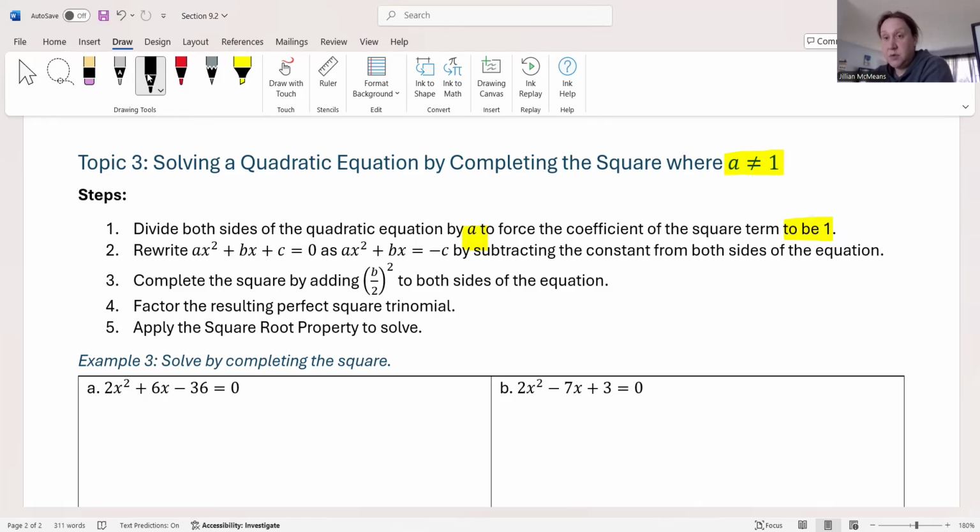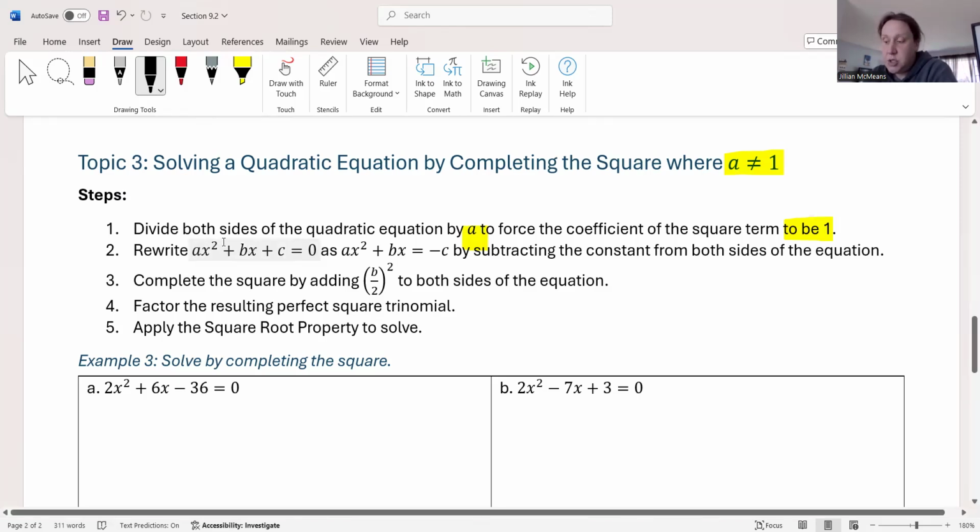Once we divide all of the terms, or both sides of the equation, by whatever a is to force the coefficient of the square term to be 1, then we just follow the regular steps for completing the square. So we rewrite the equation to where we have the two variable terms on one side, the constant on the other. And then we add b over 2 squared to both sides. We factor one side, we simplify the other, and then we apply the square root property. So let's look at these examples.